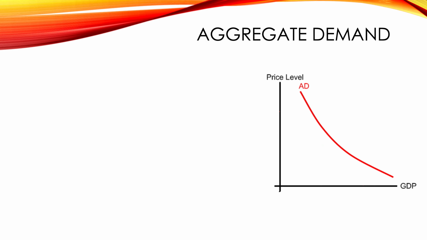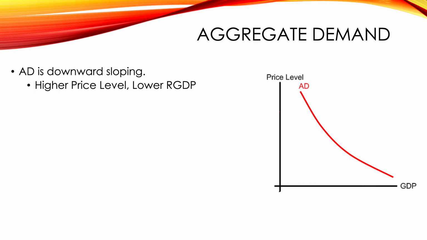So aggregate demand is downward sloping. It looks like a demand curve from microeconomics. And you might have a tendency to think, well, okay, it's just the sum of all the individual products in an economy, so it's just a big old demand curve. You're partially right, but there are also some different reasons why aggregate demand is downward sloping, and we're going to get into those in this video. So, just to recap, the higher the price level, the lower the real GDP; the lower the price level, the higher the real GDP. Remember, that is an inverse relationship between price level and real GDP.